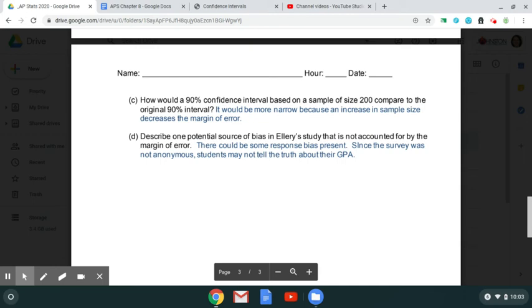Describe one potential source of bias. So there could be some response bias. Yes, we're flashing back to chapter 4. Since the survey was not anonymous, the students may not tell the truth about their GPA. So it doesn't matter how beautiful your interval is, this bias is going to cause your interval to be flawed from the get-go.